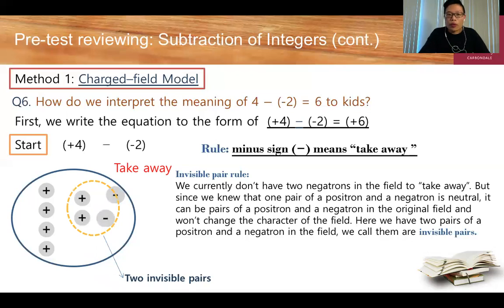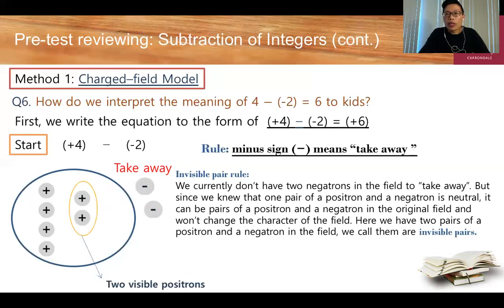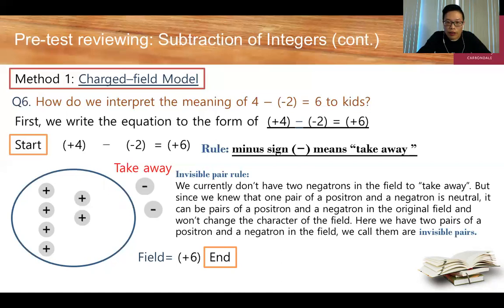And because we broke the pair by taking 2 electrons out of the field, it is not a pair anymore, right? So these 2 positrons left in the field right now will be visible. Okay, so in this way, right now there are 6 positrons left in the field, and that's the answer for this equation.